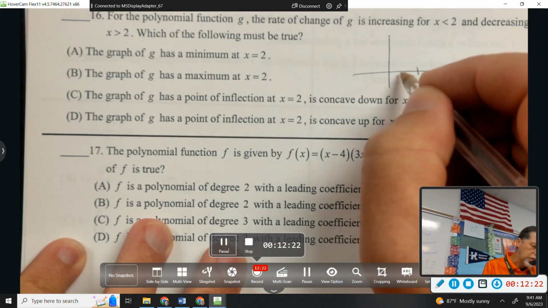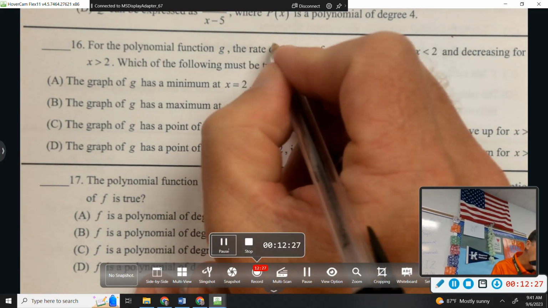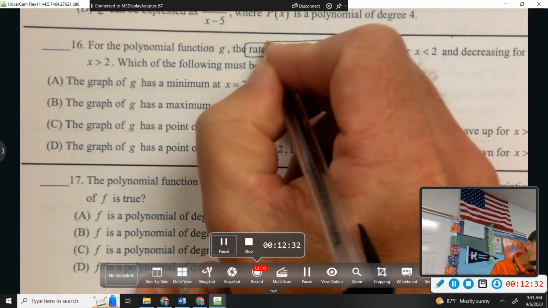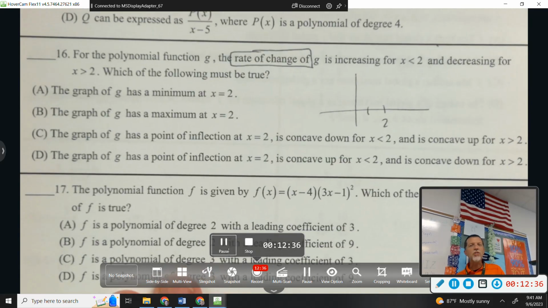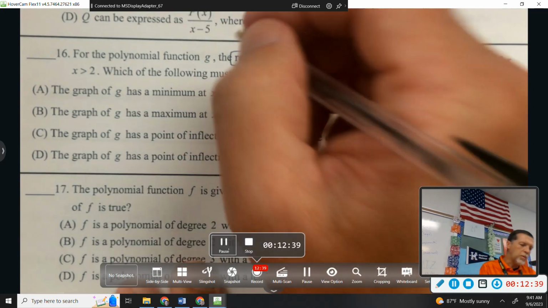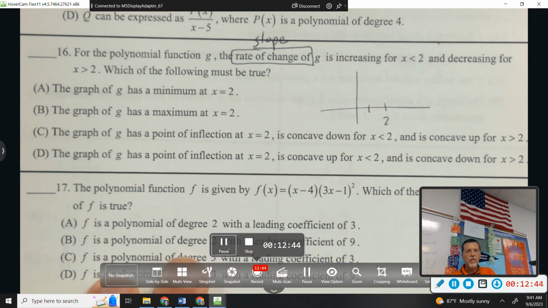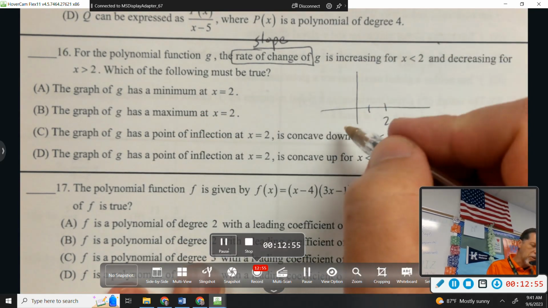I don't know that a picture is necessary, but the rate of change of g, that sounds like slope. So it doesn't mean that g is increasing and then decreasing. It means the slope is increasing and then decreasing. So the slope is getting steeper, less than 2, and then less steep, greater than 2. So maybe you could answer that without drawing a picture, but I'm going to try to draw a picture.